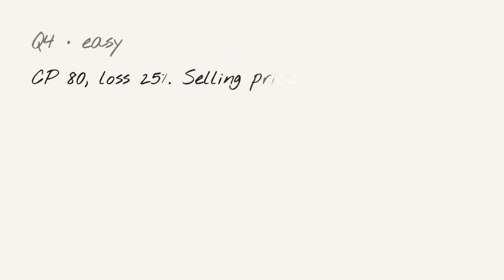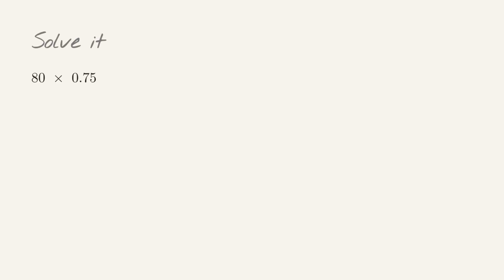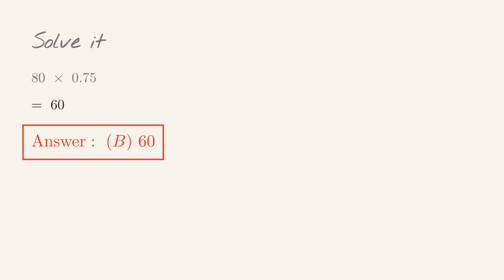Keep going. Sell at 0.75 of cost. Pause. Give it a real attempt, then I'll walk through it. A quarter loss means selling at 3/4 of cost. 80 times 0.75 is 60.